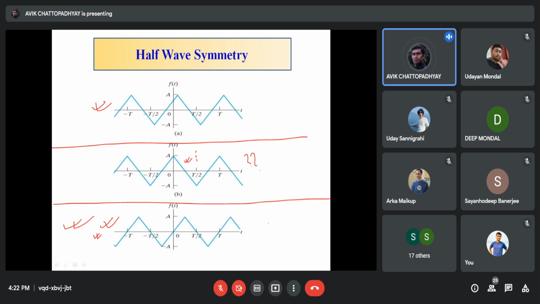Got it? Why even? Even will not be there at all. Odd order, you were saying it right, Uday was right, why did you stop? Odd order cosine terms will be present. Cosine because it is an even function. And why odd? Because it has a half wave symmetry in the odd sense. That's the matter. Did you understand? Yes sir, I understood. Okay.